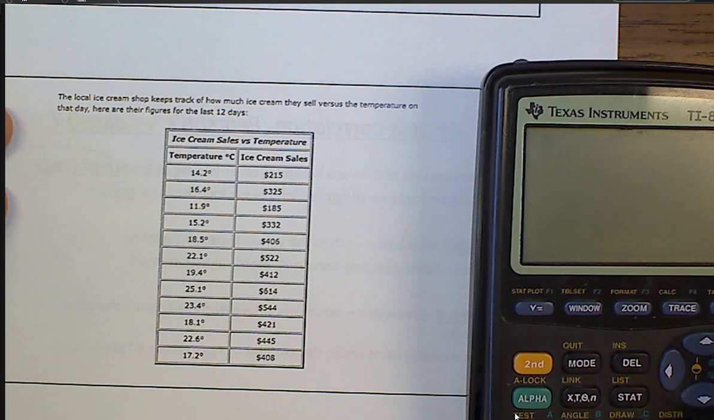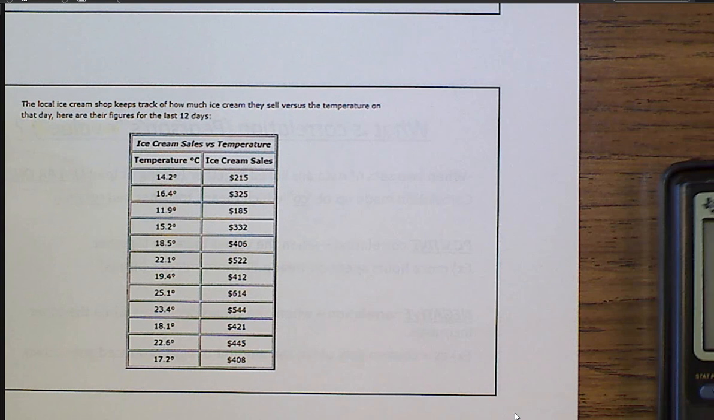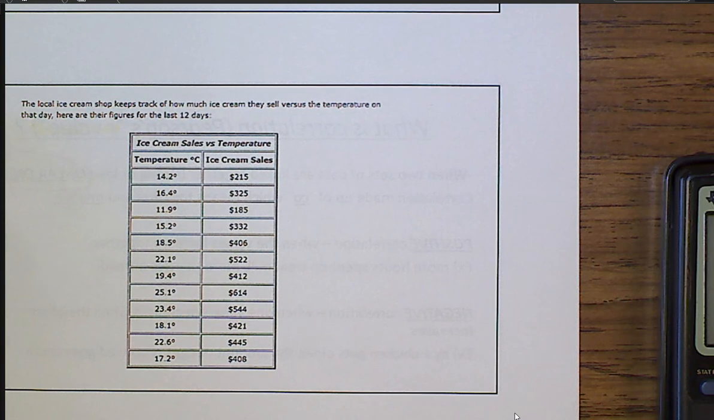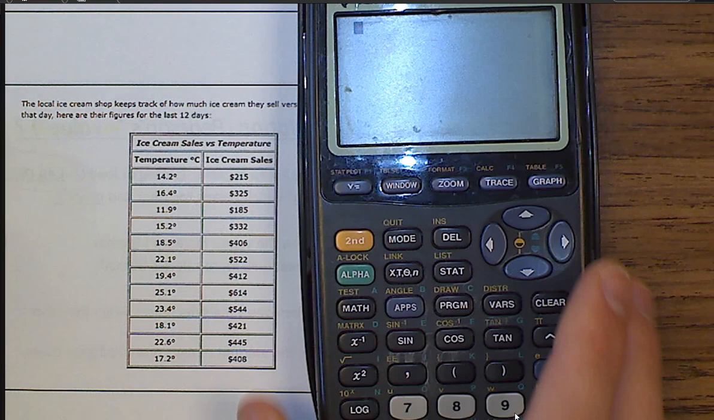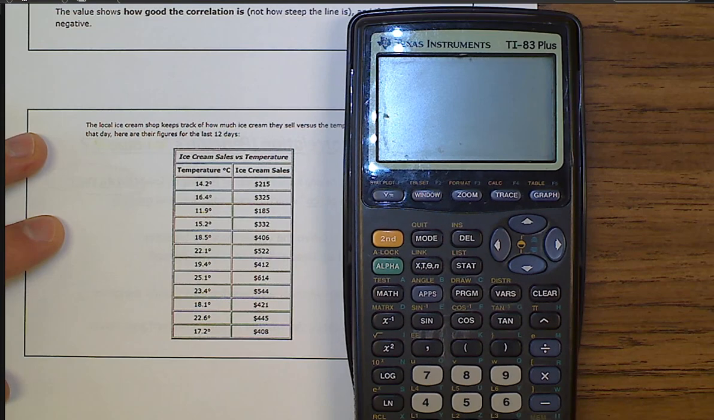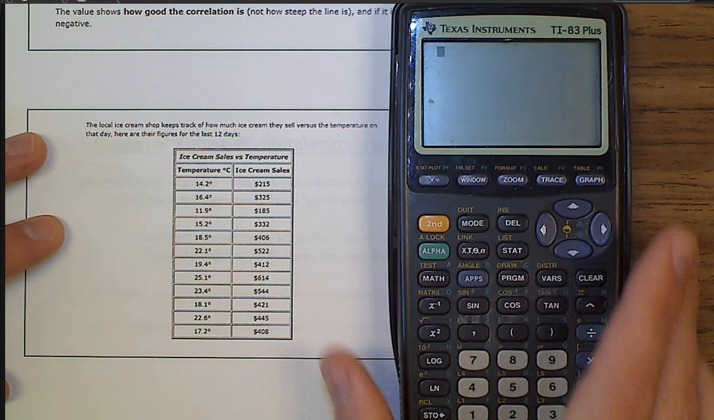So let me slide this over. So here we got a situation where the local ice cream shop keeps track of how much ice cream they sell versus the temperature on that day, and here are the figures for the last 12 days. So let's grab our graphing calculator out. I may have to zoom out so that I can get every function on the screen for you. Try to get rid of the glare as well.